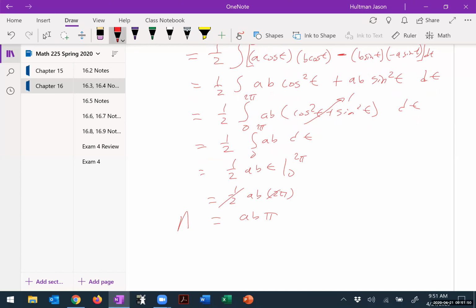And that is the area of an ellipse with minor axis length 2b and major axis length 2a. Okay, so basically, if I know what the major and the minor axes are, I take half of those lengths, multiply them together, and then multiply by pi, and I get the area of an ellipse. This is the area of an ellipse.